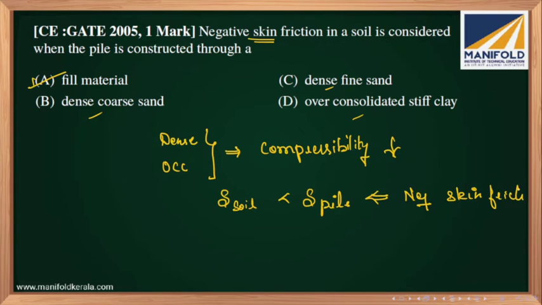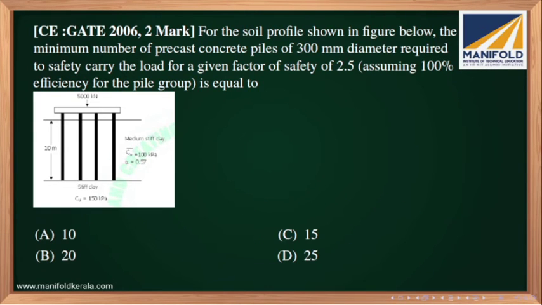In case the settlement of the soil is more than the settlement of the pile, what happens? The negative skin friction prevails. This is the condition which has to be avoided. This condition arises when the surrounding soil is a filled soil. Moving to the next question.